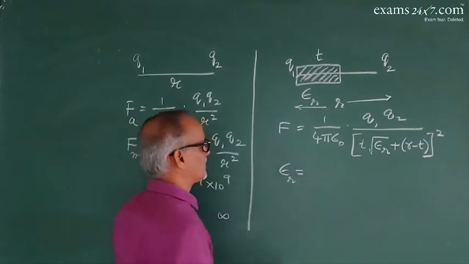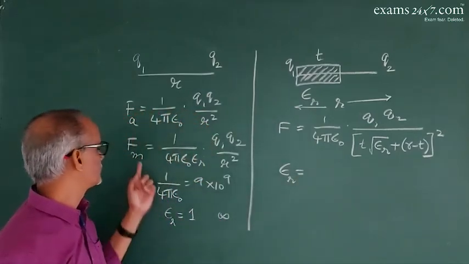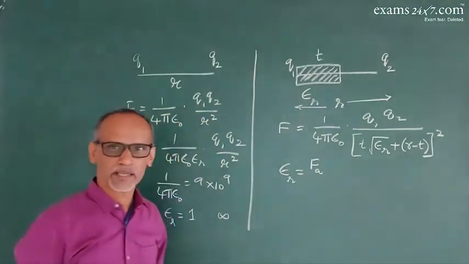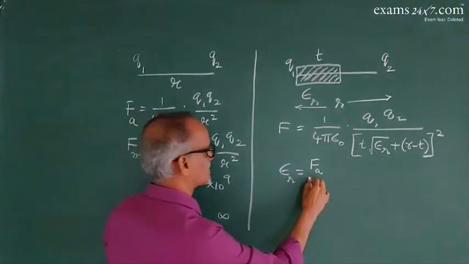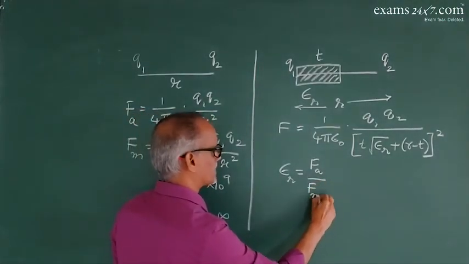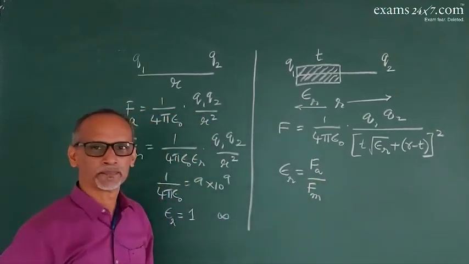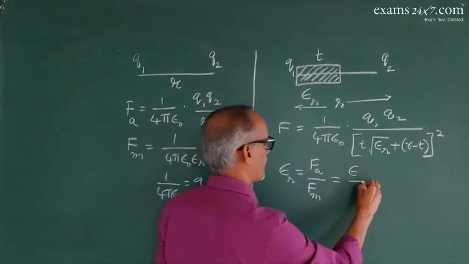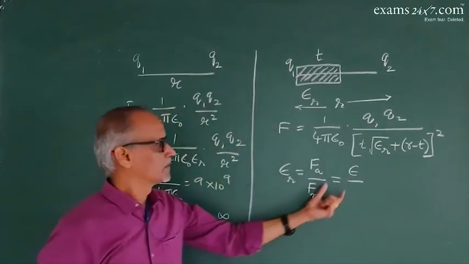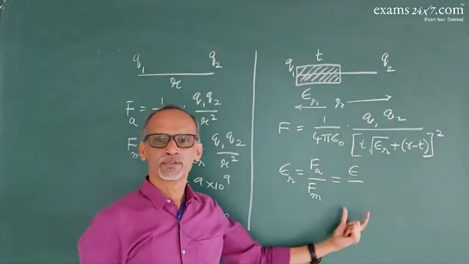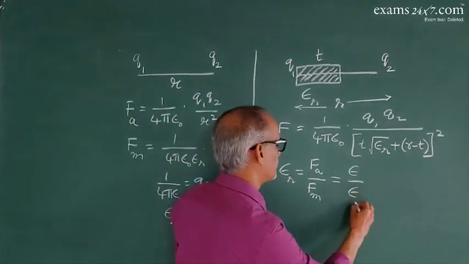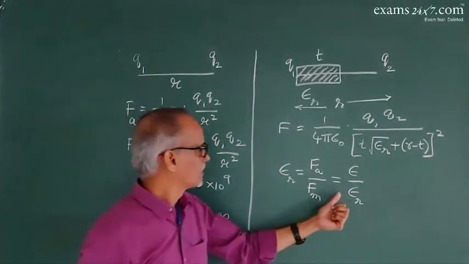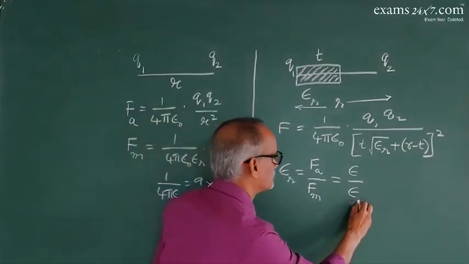Dielectric constant is also defined as the ratio of force between the two charges in air to that of the force between the same two charges in the medium. And dielectric constant is also given by the ratio of the absolute permittivity of the medium to the permittivity of free space, which is epsilon naught.